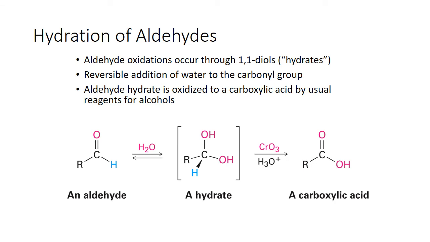You can hydrate aldehydes. To hydrate an aldehyde, you have water present, and it ends up adding across the double bond. It puts a hydrogen here and an alcohol group on this carbon. And then chromium will oxidize that down to a carboxylic acid. This is the reason that when you use chromium and acid, it takes a primary alcohol all the way down to a carboxylic acid.